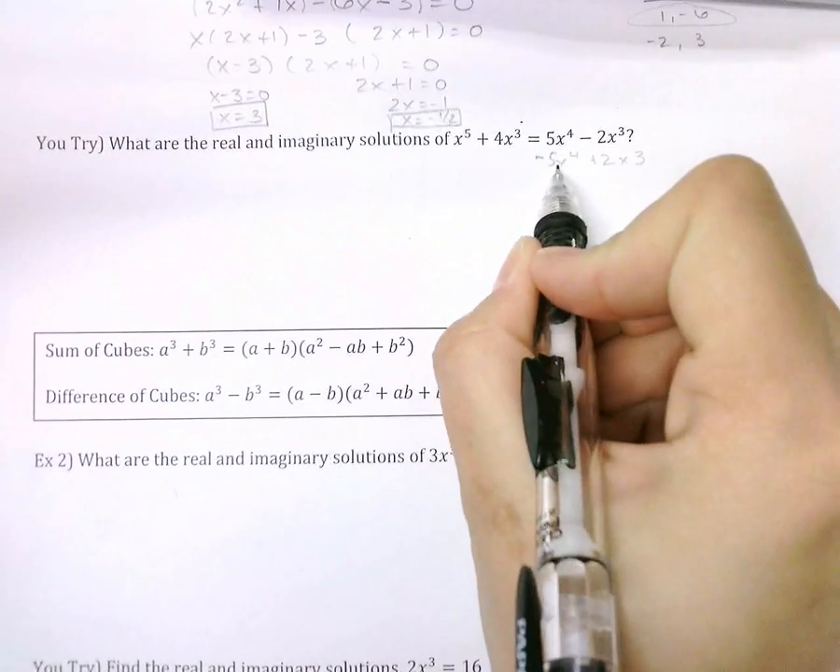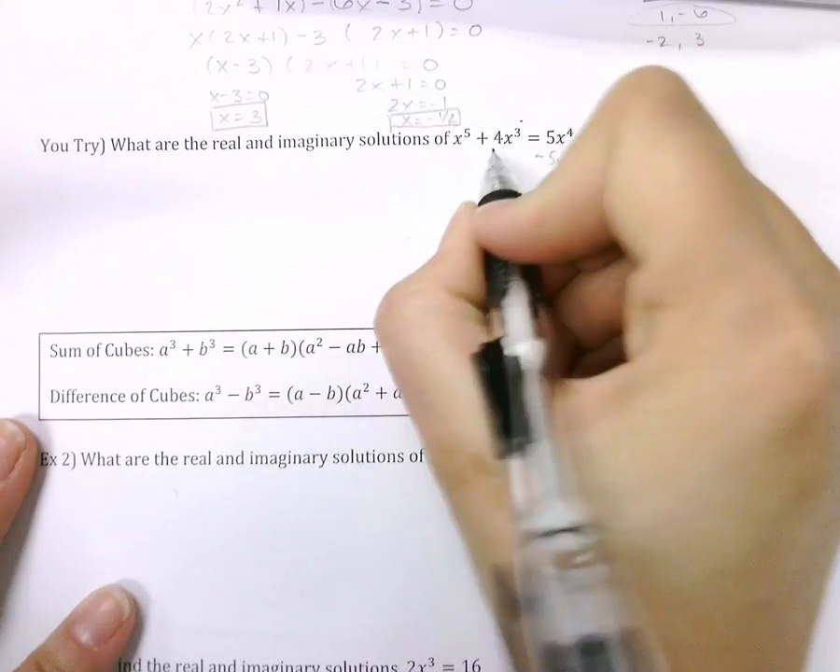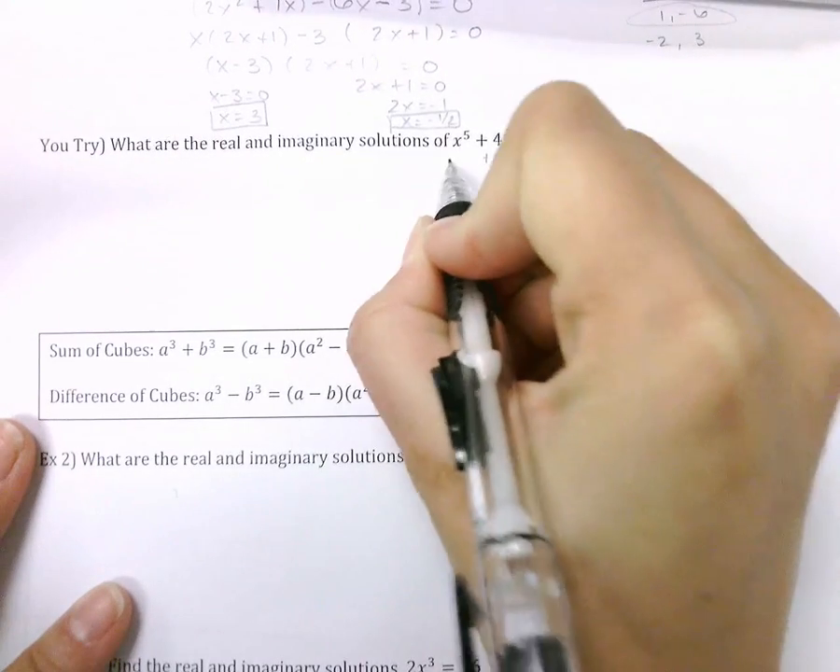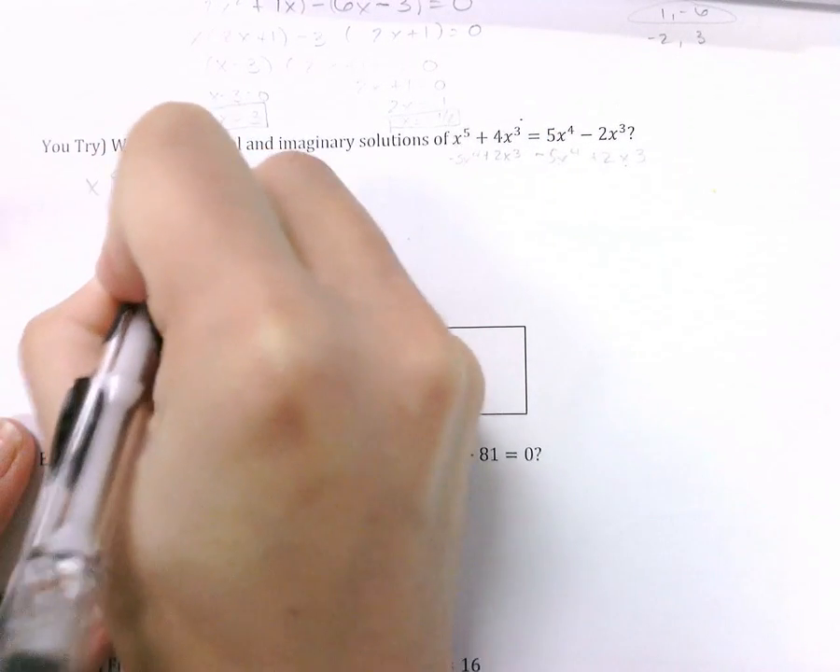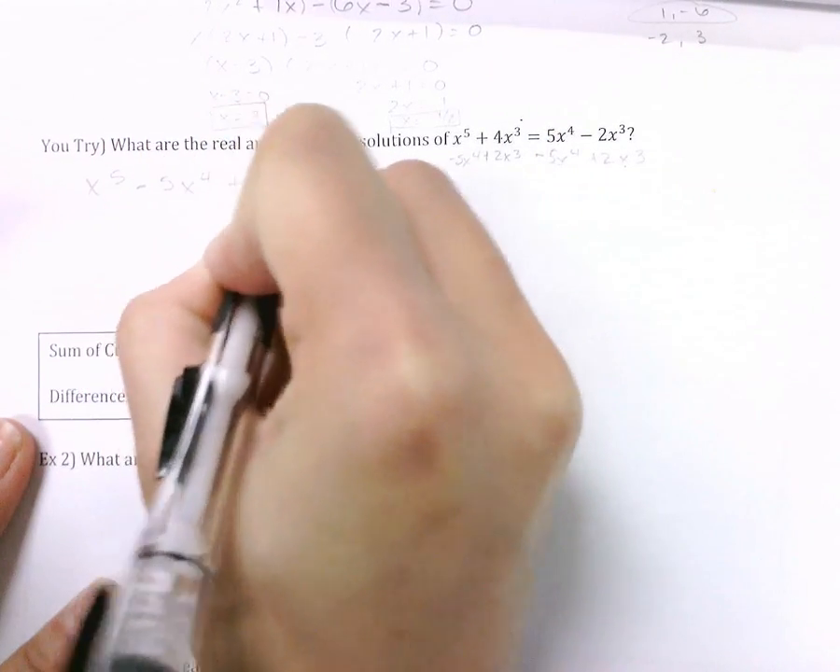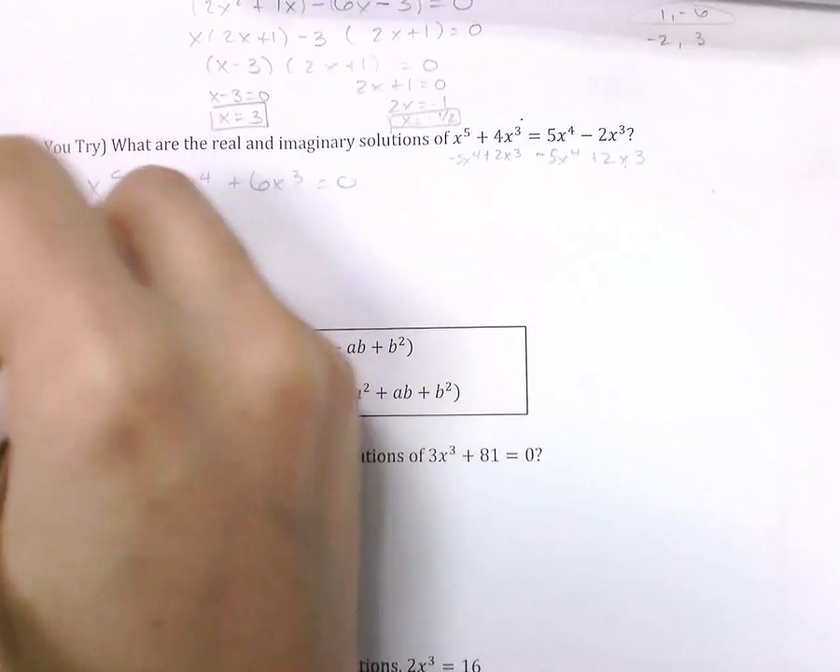Alright, so you're going to subtract the 5x to the 4th, and you're going to add the 2x cubed, and you're going to keep everything in descending order. So x to the 5th minus 5x to the 4th, and you should have plus 6x cubed equals 0. Factor out an x cubed.